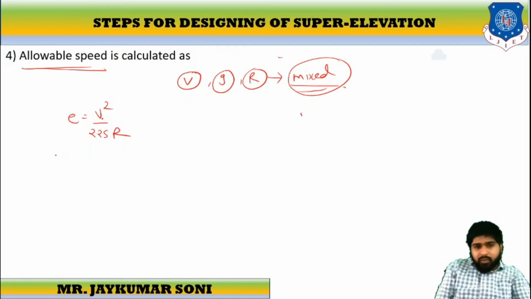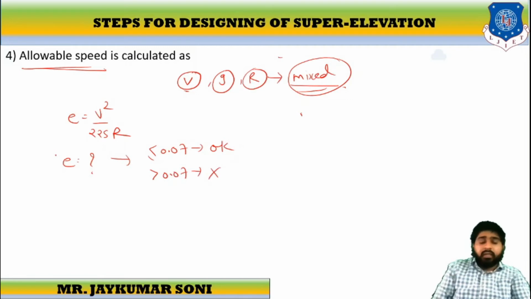Now we'll calculate the value of E. We have the value of V, we'll put the value of V, we'll put the value of R, and we'll calculate the value of E. If this E comes less or equal to 0.07, then it is okay. If it is more than 0.07, then that is not okay.